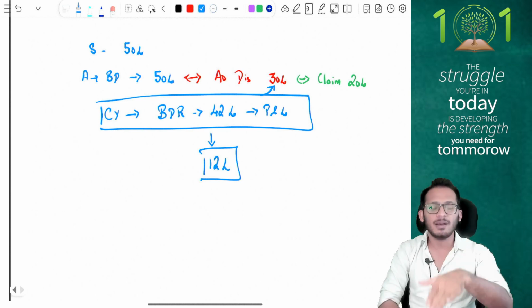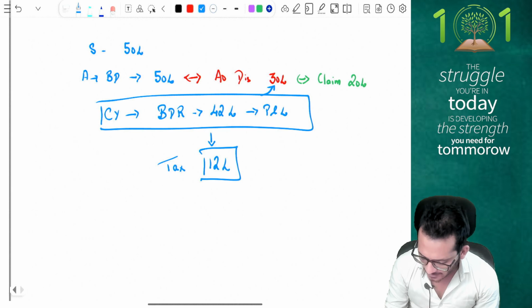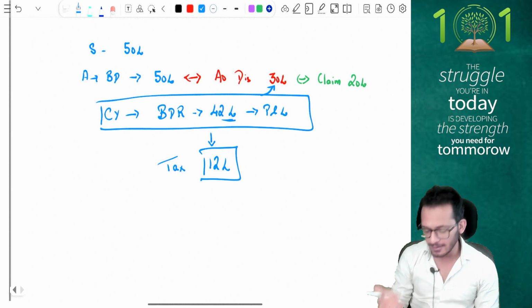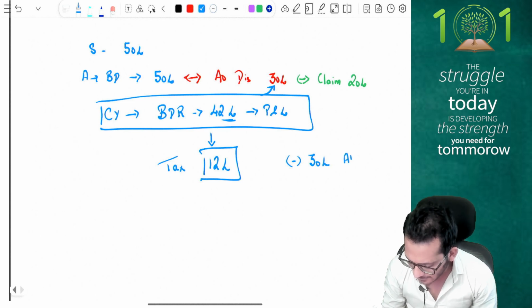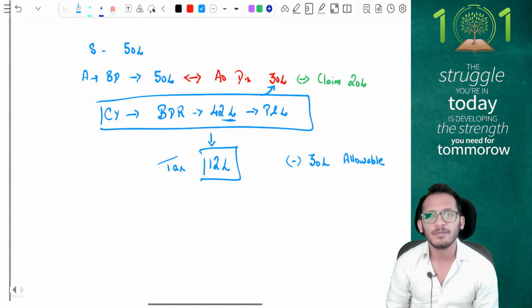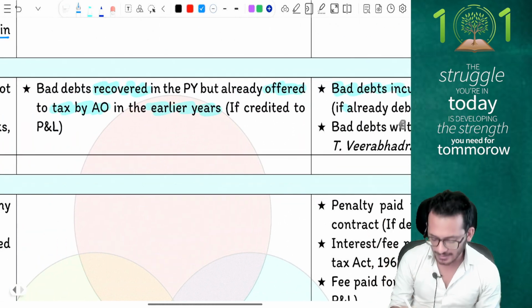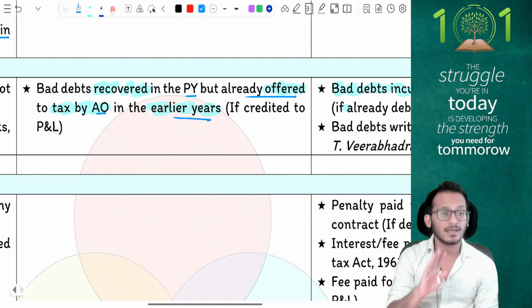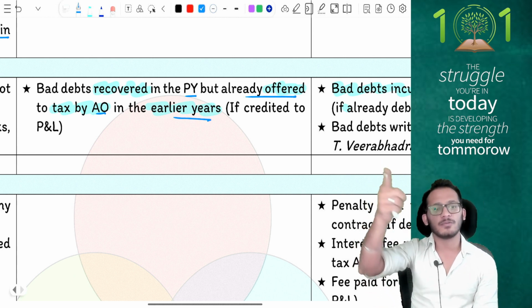Yes, now understand this carefully. Tax is saying you should offer only 12 lakhs. However, your P&L is having 42 lakhs. What is the proposal? To move from P&L to my tax, I will reduce 30 lakh rupees as a deduction. Yes, I will remove 30 lakh rupees as an allowable item. I hope everyone is understanding this part. This is what I have been discussing right now, people. When a bad debt is recovered in the previous year but was already offered to tax by the assessing officer in the earlier years, I will not offer it to tax in the current year, because the 30 lakh rupees is already offered in the past years.